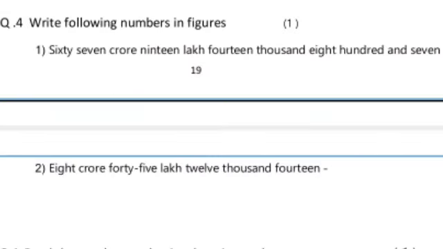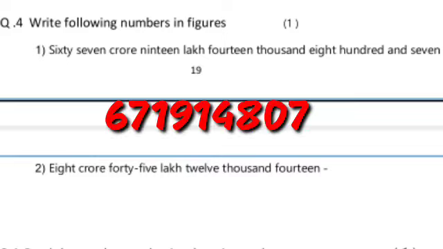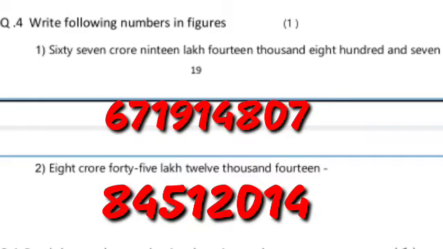Question 3. Write following numbers in figure. 67 crore 19 lakh 14,807. You write this number in figure properly in this way. 67 crore 19 lakh 14,807. Second one, 8 crore 45 lakh 12,014. This one is also written like this.